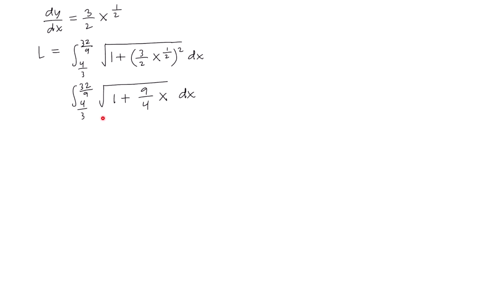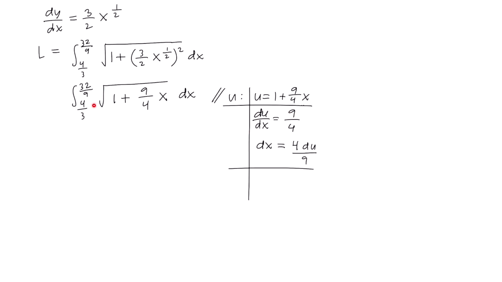To integrate this, we're going to use u-substitution, and we're going to let u equal everything underneath the square root. So we have u equals 1 plus 9/4 x, so du/dx equals 9/4. Then we're going to cross multiply, and because this is a proportion, we're going to bring this dx up to the right. We're going to bring this 4 up to the left, and we're also going to bring this 9 down to the left.